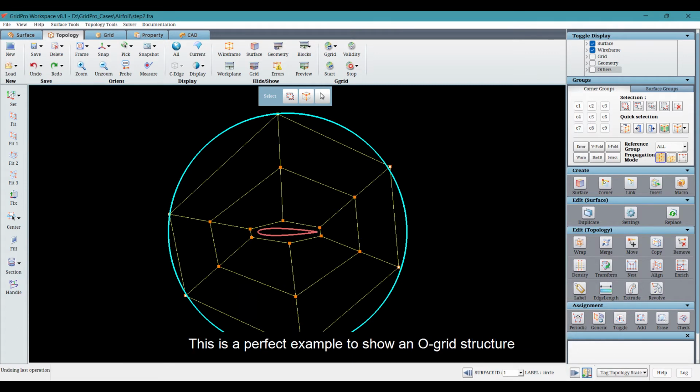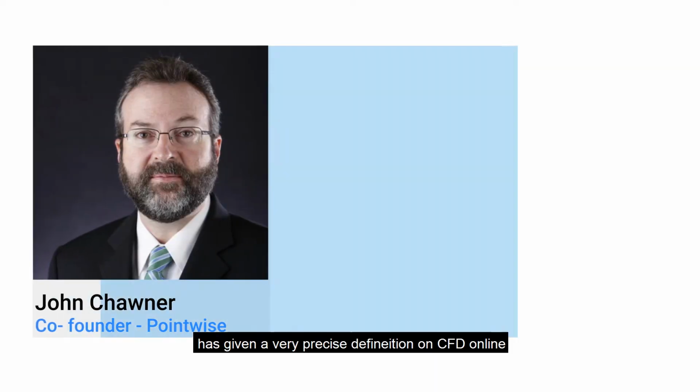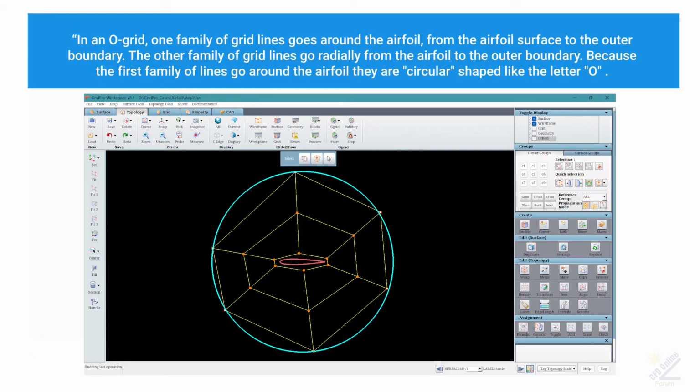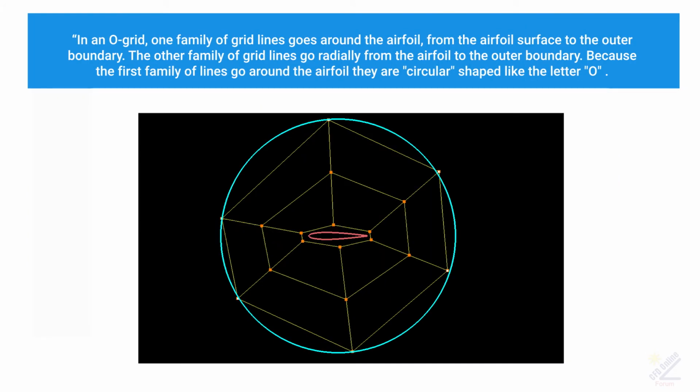This is a perfect example to show an O-grid structure since both the far field and airfoil share the same topology. Pointwise founder John has given a very precise definition on the CFD online. In an O-grid, one family of grid lines goes around the airfoil from the airfoil surface to the outer boundary. The other family of grid lines goes radially from the airfoil to the outer boundary. Because the first family of lines goes around the airfoil, they are circular shaped like the letter O.